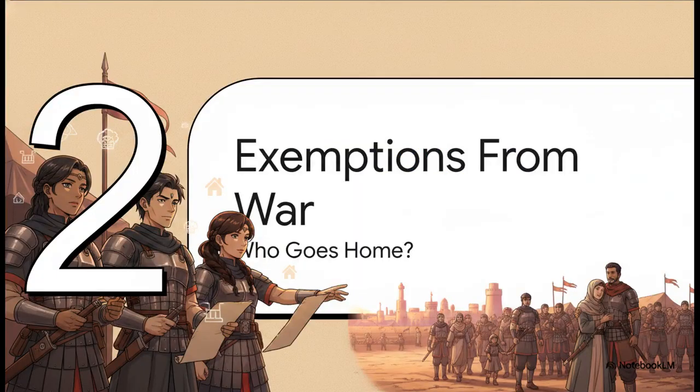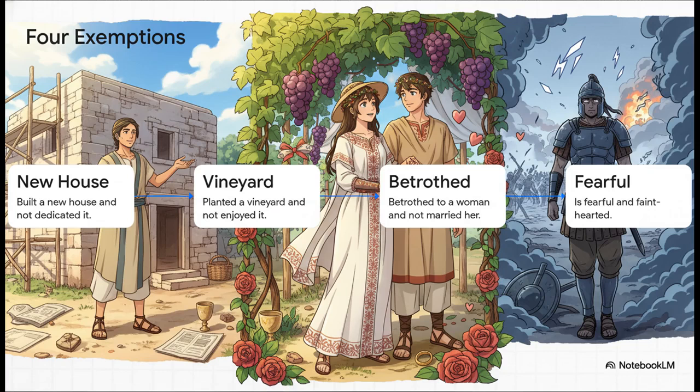Moving to Section 2, 4 exemptions from war. Who goes home? So, after the priest's pep talk, the military officers, known in ancient Hebrew as the shoterim, take over with some very practical administration. They're standing in front of the gathered army, about to thin out the ranks by sending certain people packing. According to verses 5 through 8, if a soldier falls into any of 4 specific categories, they are officially exempt from the draft and ordered to return home immediately.